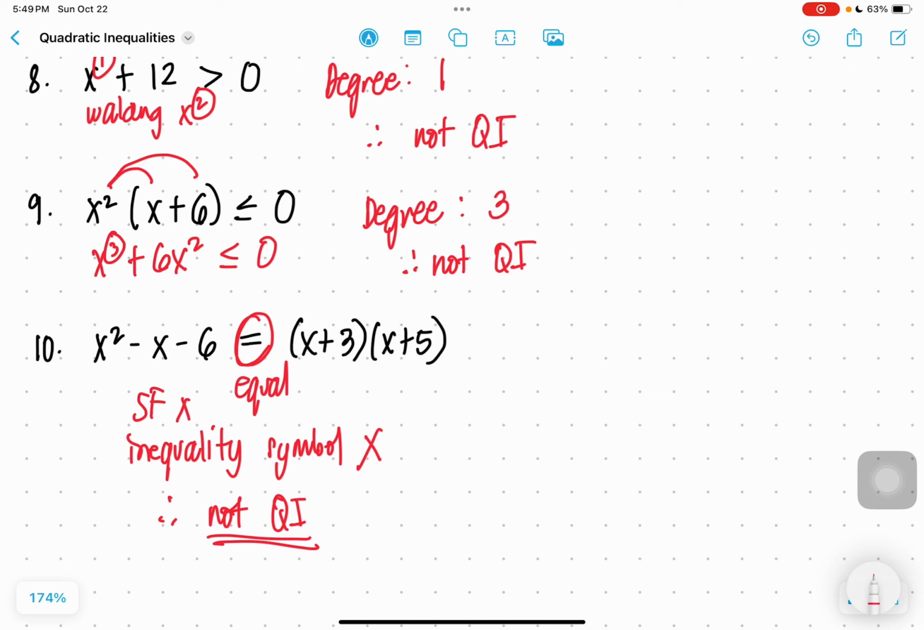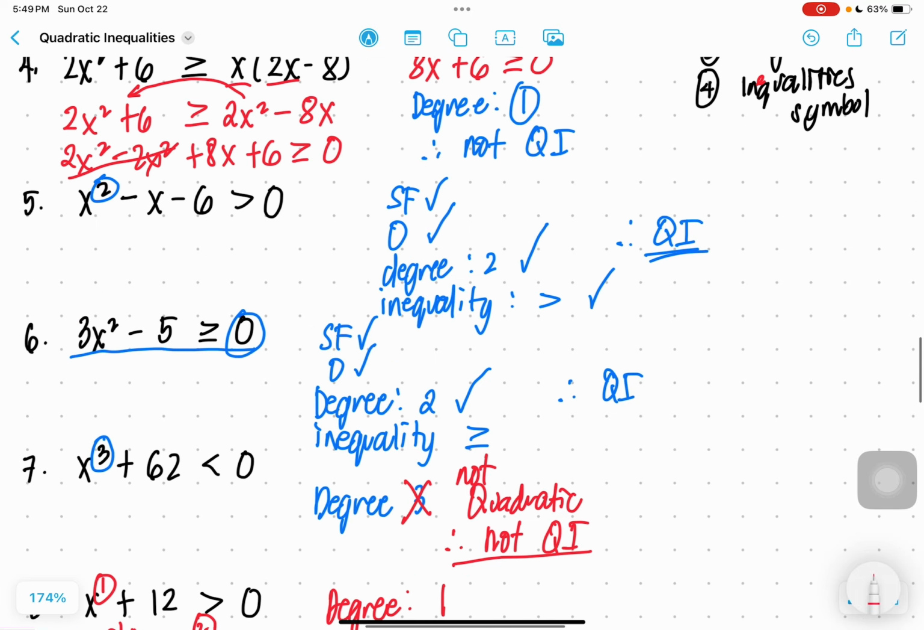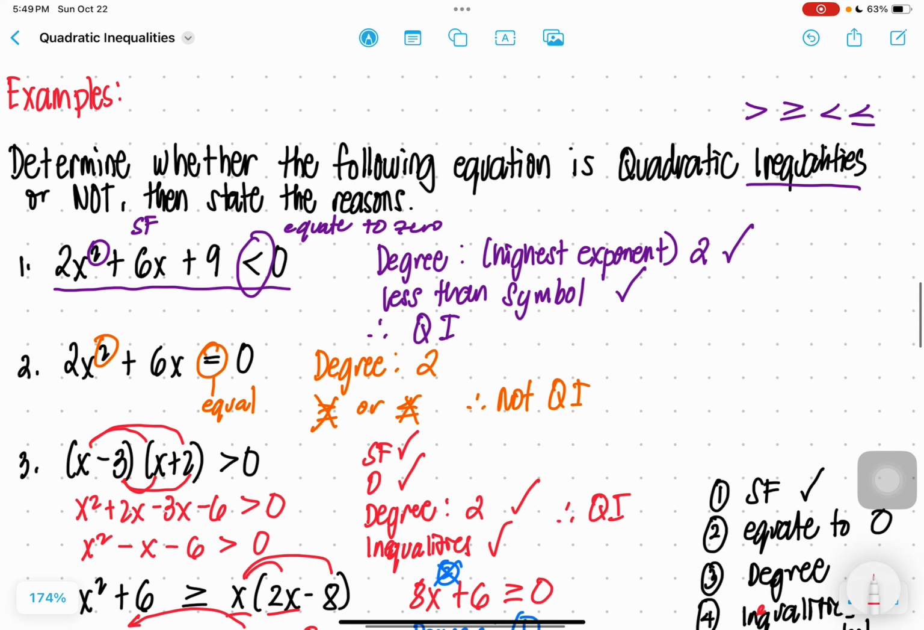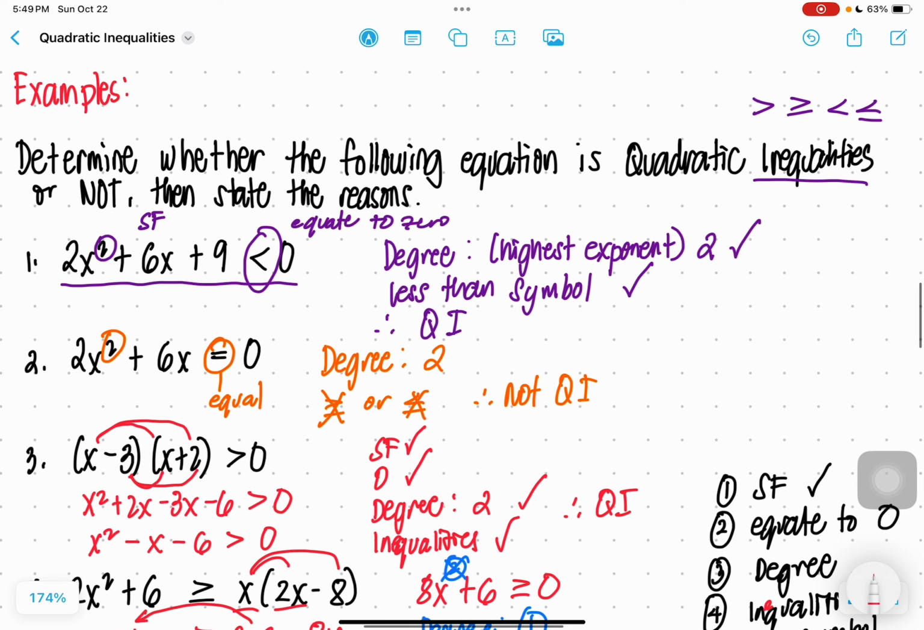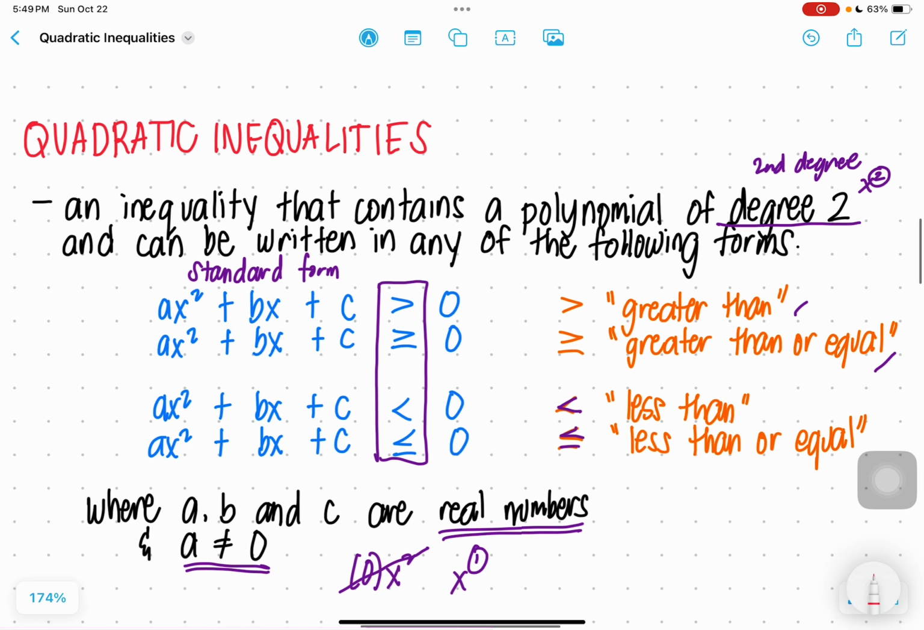Okay? So, from this video, we determined whether the following equations are quadratic inequalities or not. So, for the next video, we will have solving quadratic inequalities.